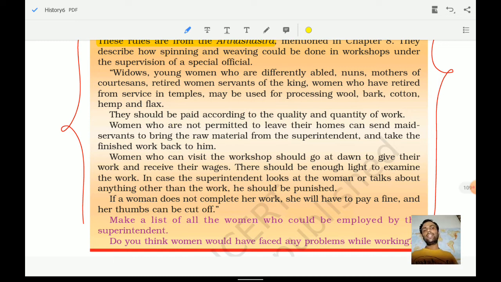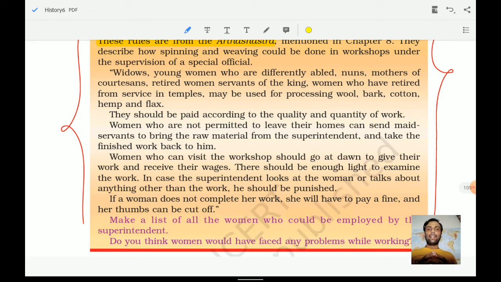So definitely we see that as per the quality and the quantity, in today's era also we like to pay, right? So at that time also they were following the same rules. The women who are not permitted to leave their homes can also send the maid servant to bring the raw material from the superintendent and take the finished work back to him.